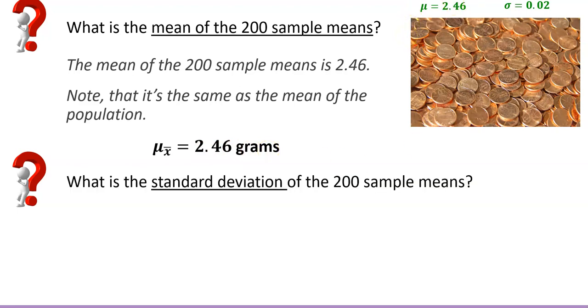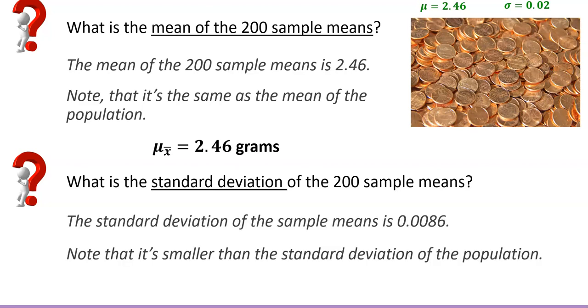How about the standard deviation of those 200 sample means? We know that numbers vary in the table. They're slightly different, but how much do they vary? What's the standard deviation? Well, we can just take a calculator and use it for calculating the standard deviation. We're going to find, for those 200 sample means, that the standard deviation is 0.0086. And now note that it's smaller than the population standard deviation. So while the mean of the sample means was exactly the same, the standard deviation is less.